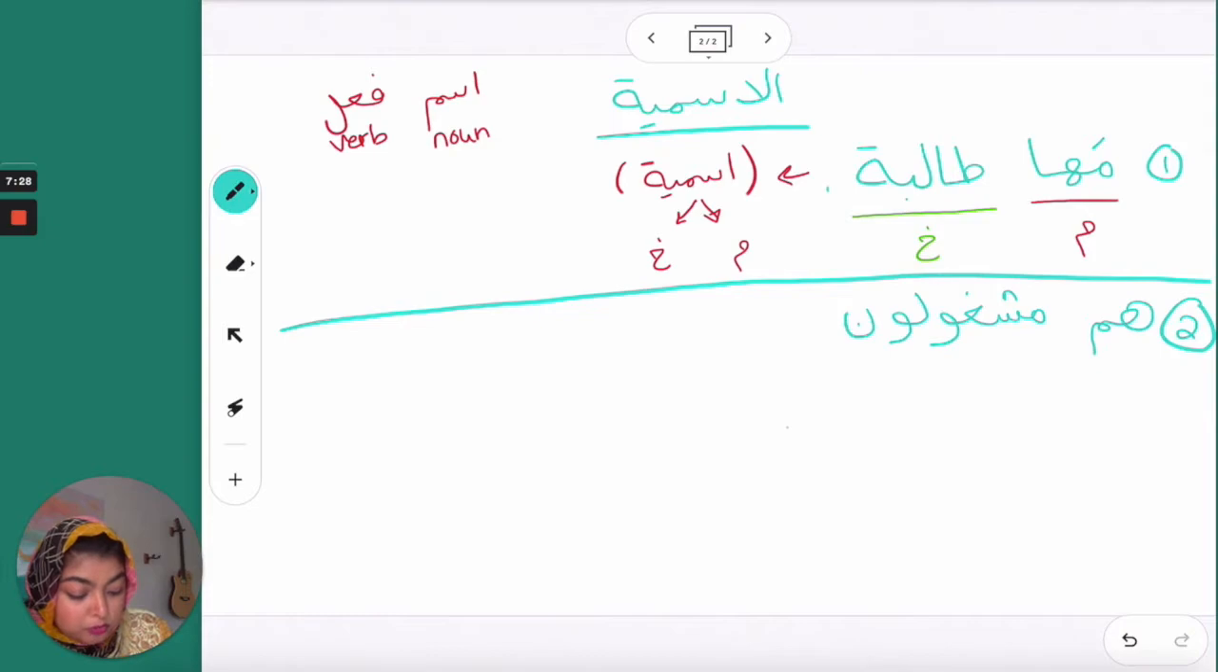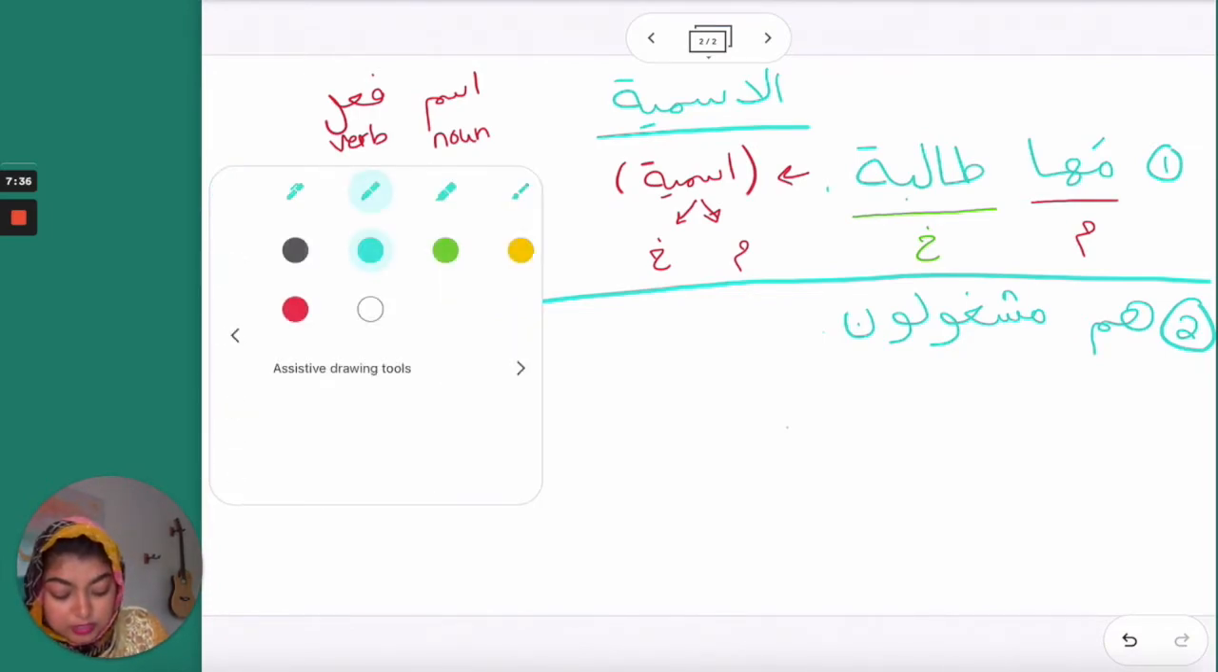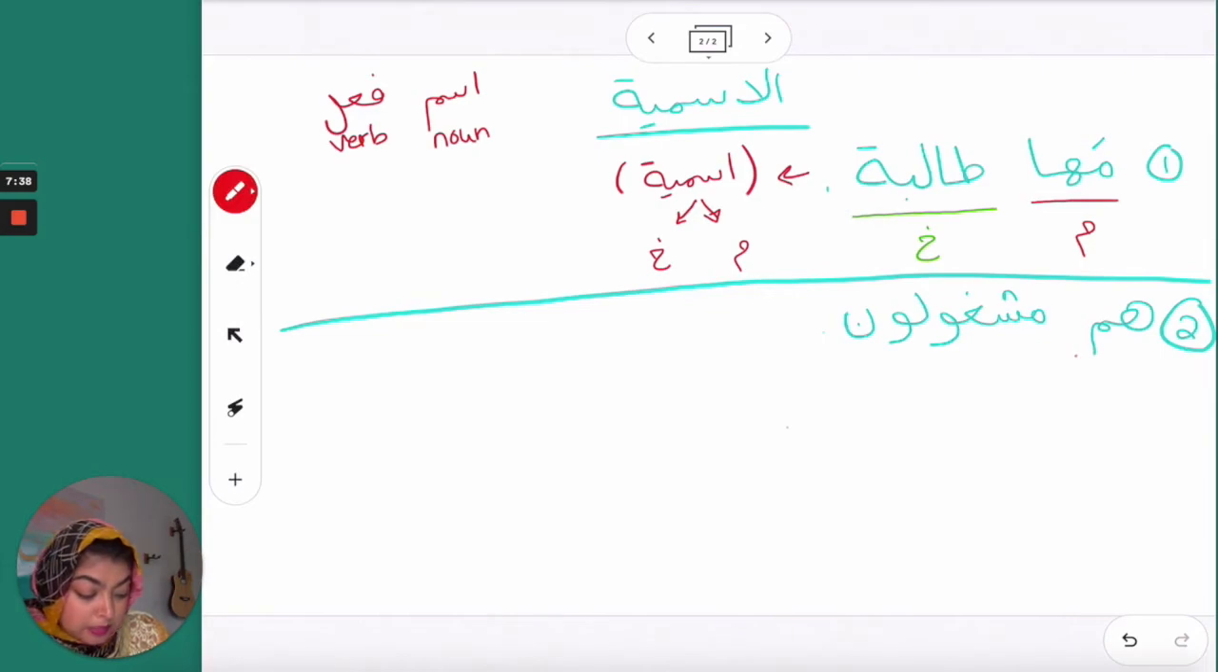هم مشغولون. They are busy. So it starts with hum, and hum is a pronoun, so that's a type of ism, that's a noun. So because that first word is a noun, we're going to call it the mubtada. That's the thing you're talking about. What are you telling me about them?